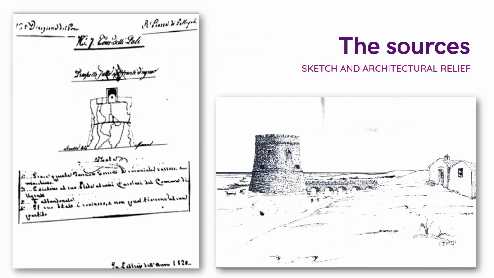Another key resource for the 3D reconstruction is the existing surveys and drawings. Specifically on the right, a sketch confirms to us the presence of a bridge connecting with the mainland and the existence of some hovels on the beach, now totally non-existent.